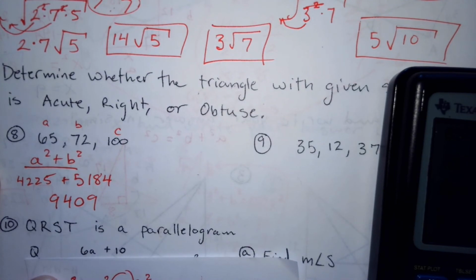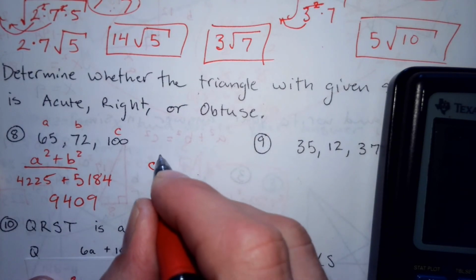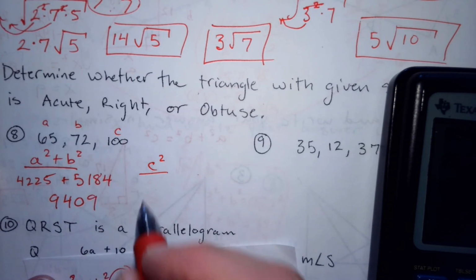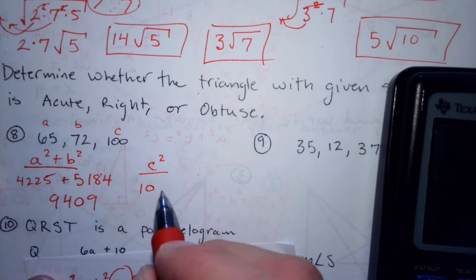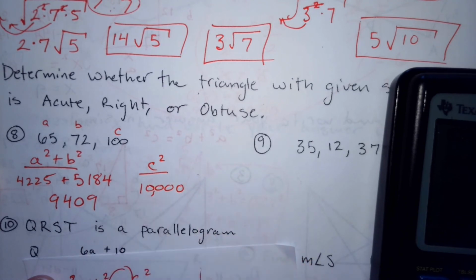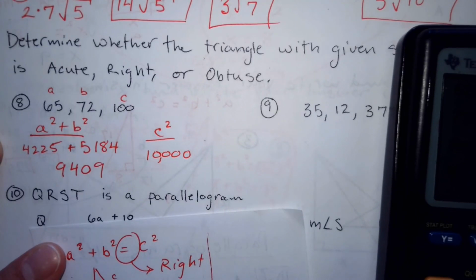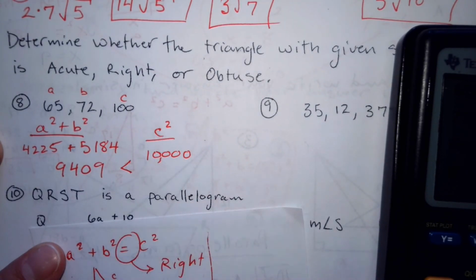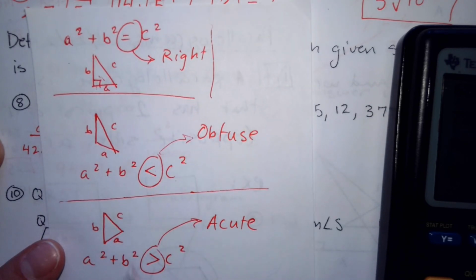You could do all of this in the calculator. I'm just writing it out so you can see. But you could just do all of it in the calculator. And then I'm comparing that to C squared. Well, 100 times 100 is 1 with 4 zeros, so 10,000. And which one's bigger? Definitely the C squared is bigger. So we have an obtuse triangle.